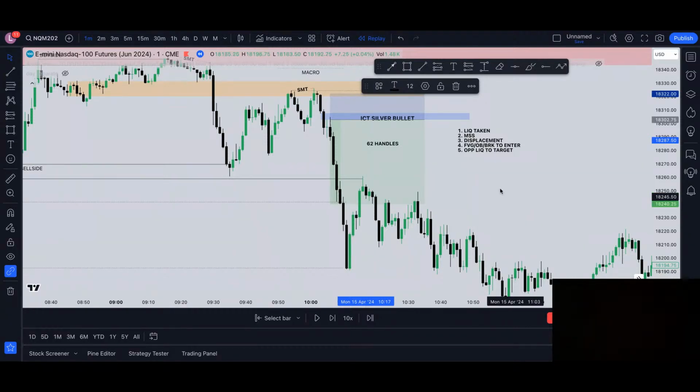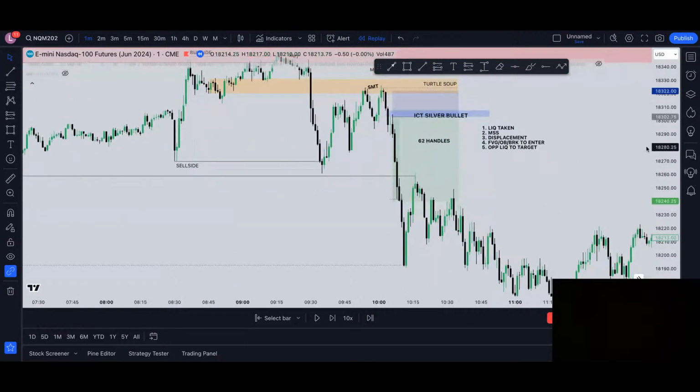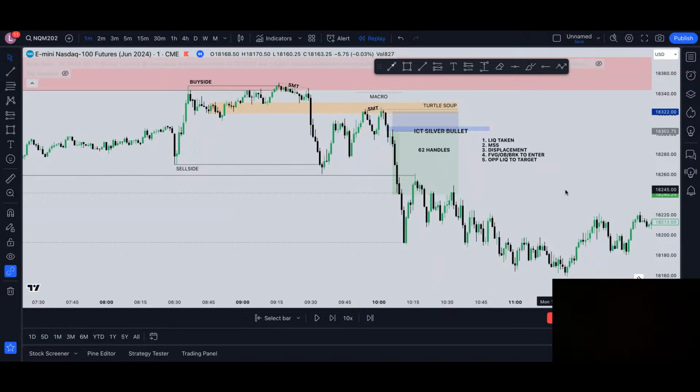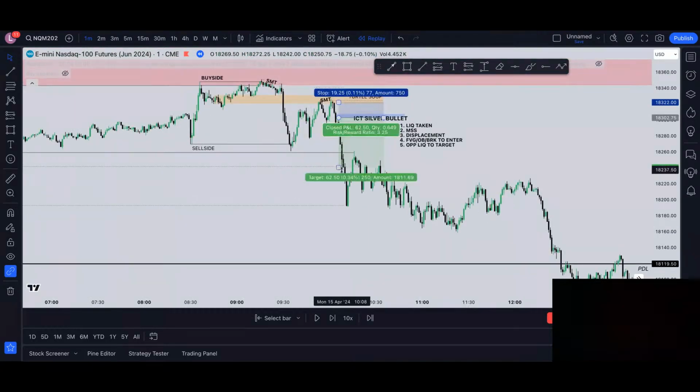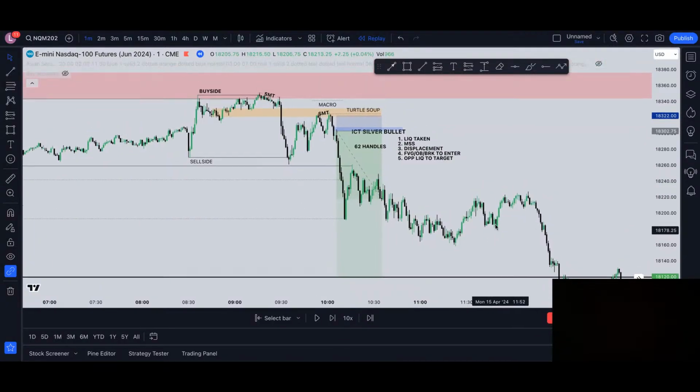Also took this trade live, and there's live execution on my playlist, and please go watch, give a like, and overall price just melted down to the previous daily low.